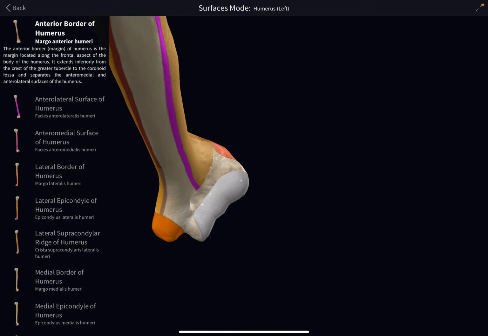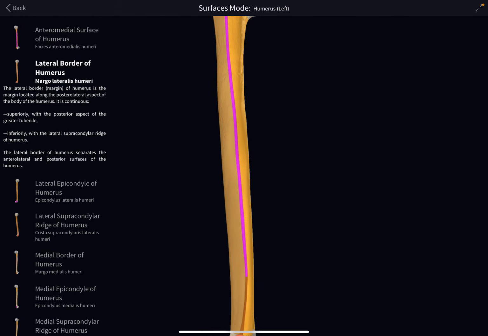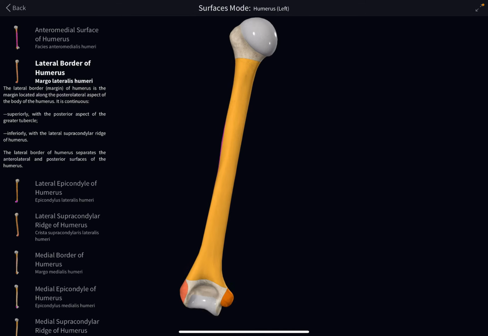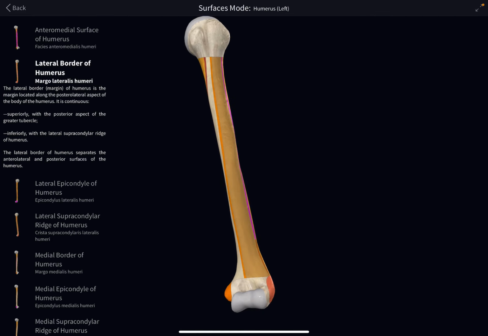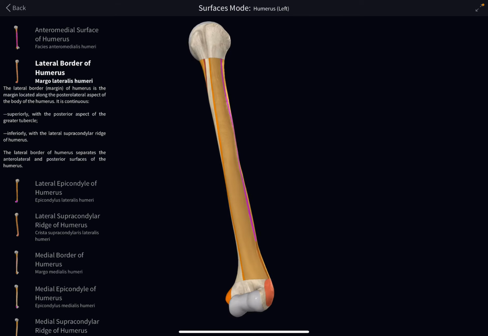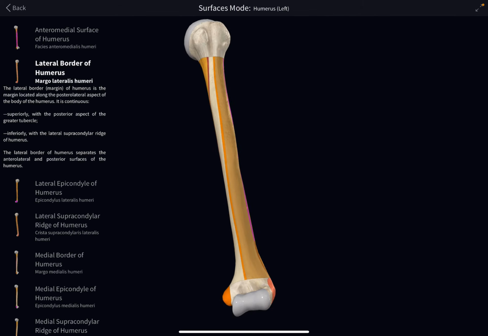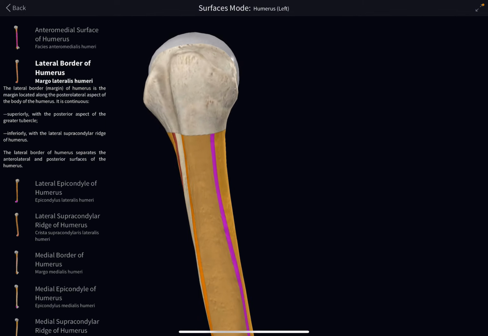Now, when we look at the other border, that is the lateral border of the humerus, look at this. This is the lateral border of the humerus. This is the posterior aspect. The lateral border extends upwards from the lateral epicondyle. This orange colored area you see is the lateral epicondyle. So the lateral border extends upwards from there and passes further above, where it ends very close to the posterior margin of the greater tubercle. See the greater tubercle, and it ends close to its posterior margin. So that's the lateral border.